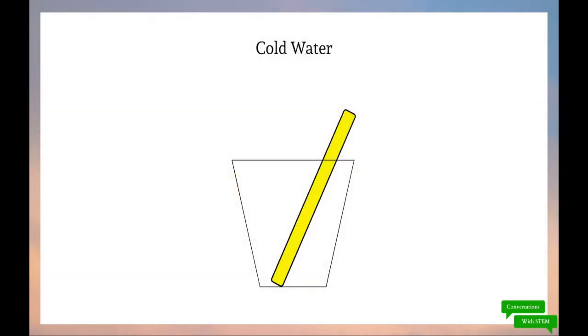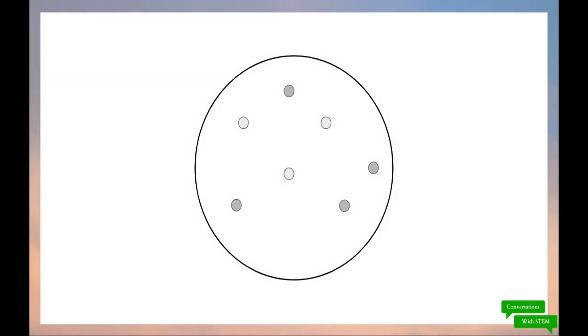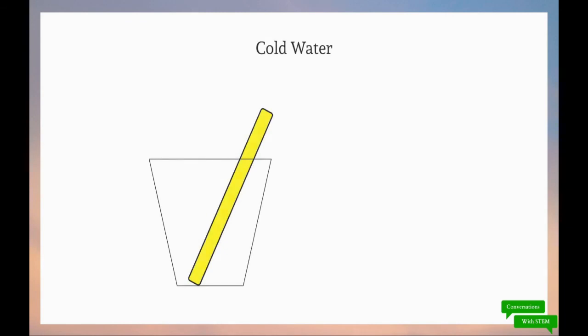When the glow stick is placed in the cold water, the opposite happens. The energy inside the molecules of the glow stick is transferred away into the cold water. This means the molecules inside the glow stick slow down, bumping into each other less frequently and slowing down the rate of reaction. This decreases the amount of light energy being given off.